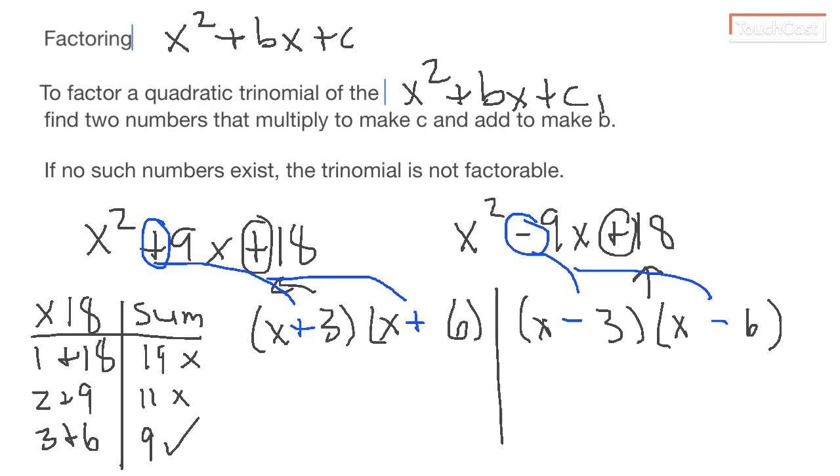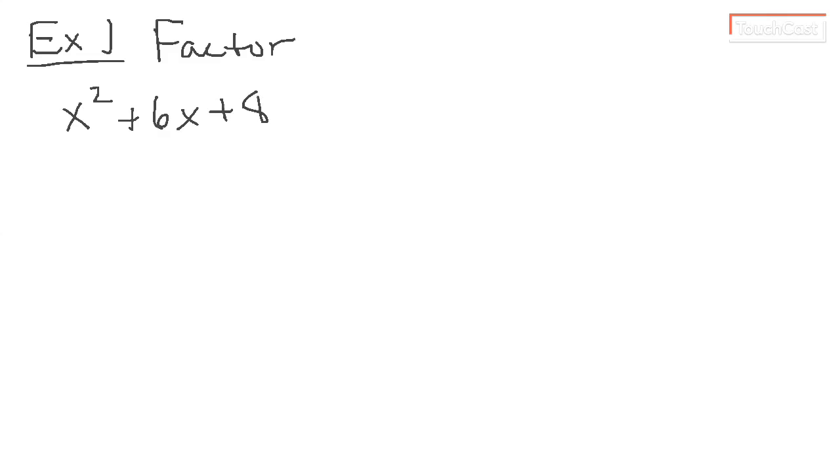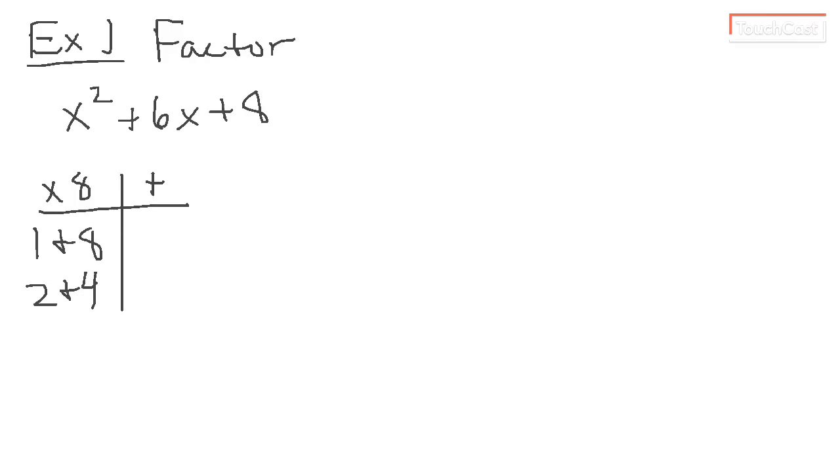So I've got some official examples I want to go over. Our official example 1 is going to be, we're going to factor x squared plus 6x plus 8. So we want numbers that multiply to make 8, and then we're going to check what they add to make. Numbers I know that multiply to make 8, 1 and 8, and 2 and 4 multiply to make 8. If I add 1 and 8, they make 9, which is not 6. But if I add 2 and 4, that does make 6.